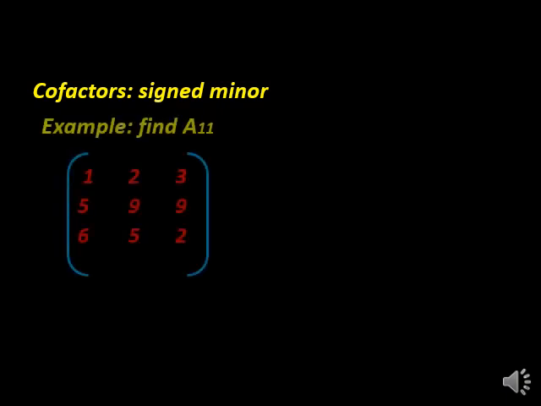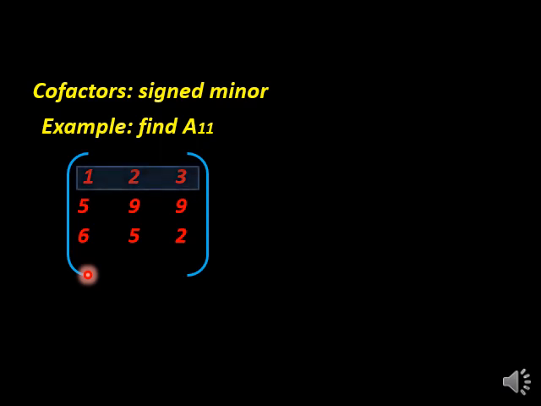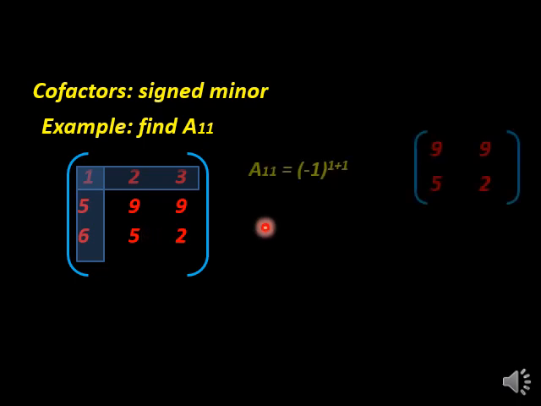The cofactor is a signed minor. Suppose we have this matrix and we want to determine the cofactor of A11. If this is matrix A, then A11 means the element located on row 1, column 1. Identify the row and column containing that element. What we have here is 9, 9, 5, 2. This is the minor of element 1, 1.